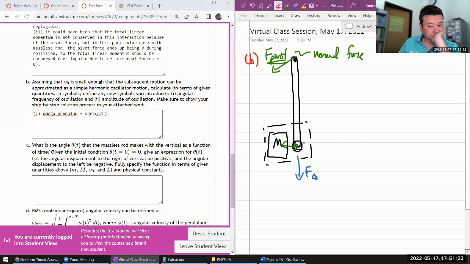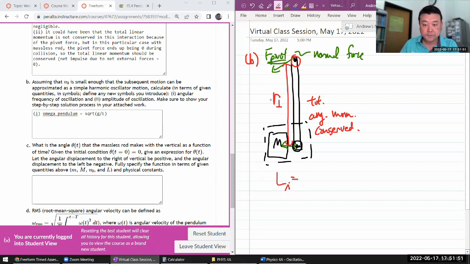So I'm saying in the collision, angular momentum, or total angular momentum, is conserved, which means the total angular momentum about this pivot point before the collision, that would have been this displaced or this lever arm, which is my L, lever arm times the momentum of the mass. So that's m v naught. This wasn't moving at all, so no angular momentum there.